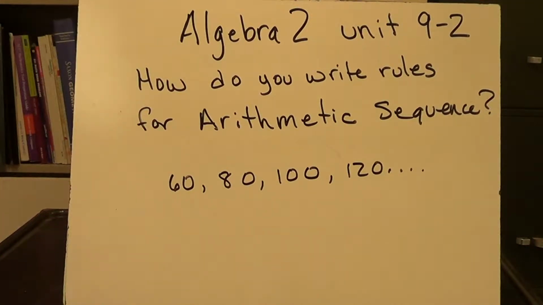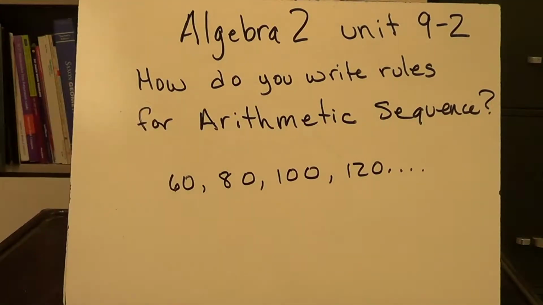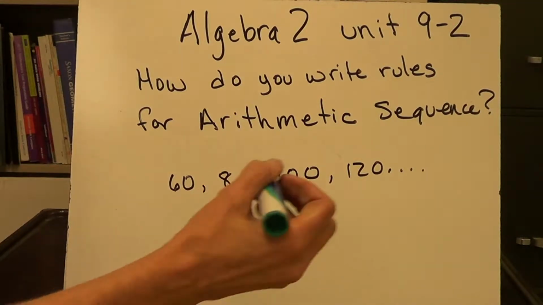Okay, welcome to Unit 9-2 of Algebra 2. How do you write rules for arithmetic sequences? Here's an arithmetic sequence: 60, 80, 100, 120. Take a look at that. How would you get the next term?